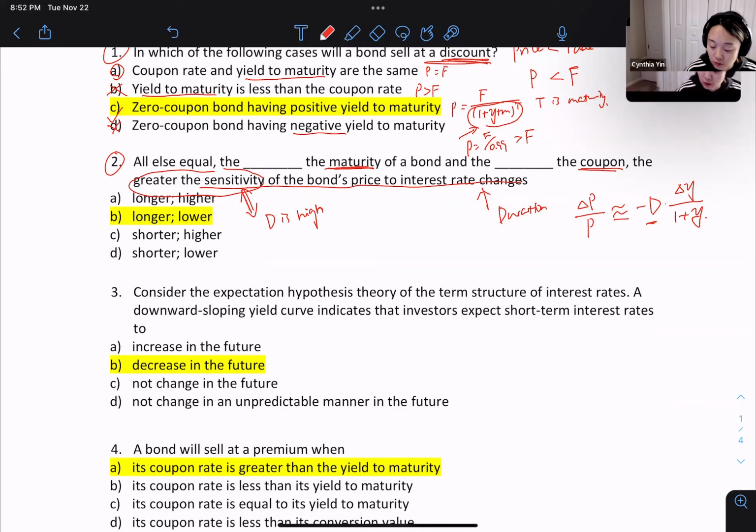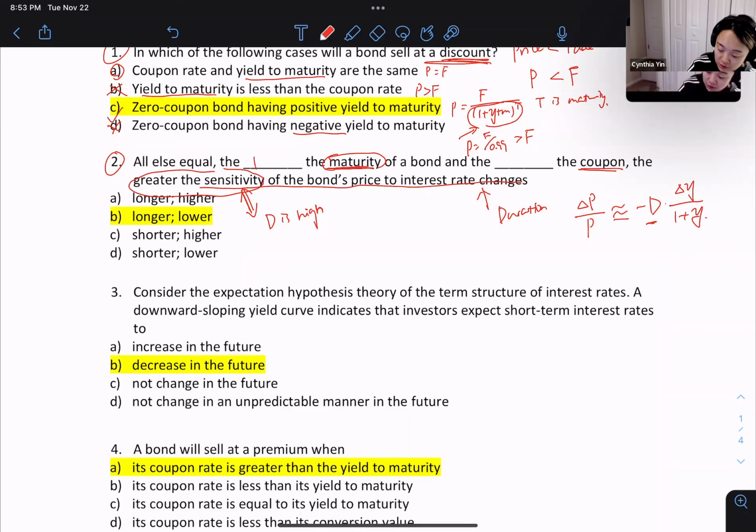Okay, so maturity is gonna be very intuitive, because longer maturity means you lock your money for a longer term. So on average, compared to a very short-term bond, you take longer time to collect your initial investment back.